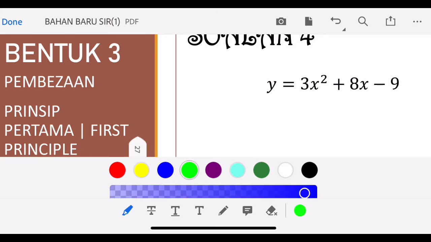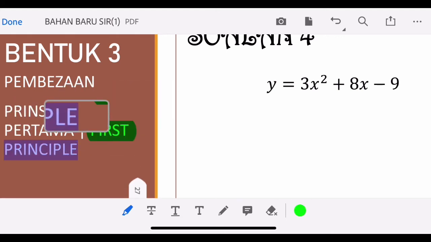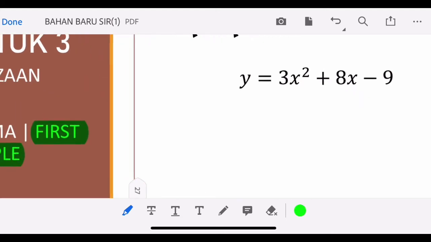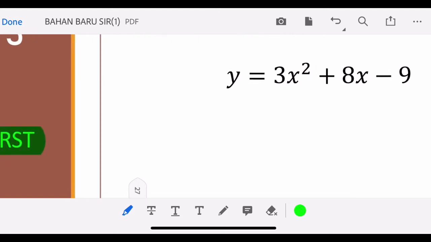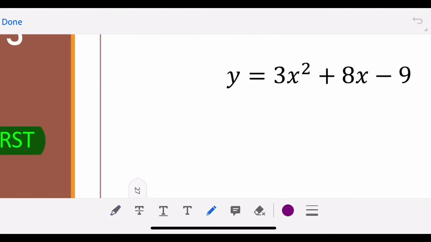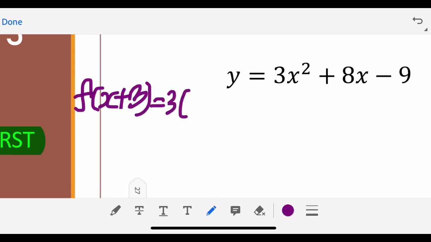So let's see, just now the question is actually we use the "love shape", right? Finally you have to replace the "love shape" with delta x, right? Okay, now I'm going to discuss one more. This one, y equals 3x squared plus 8x minus 9. So let's see how to do this one.